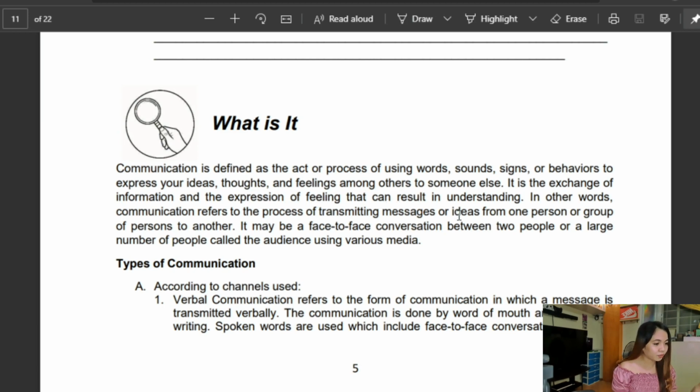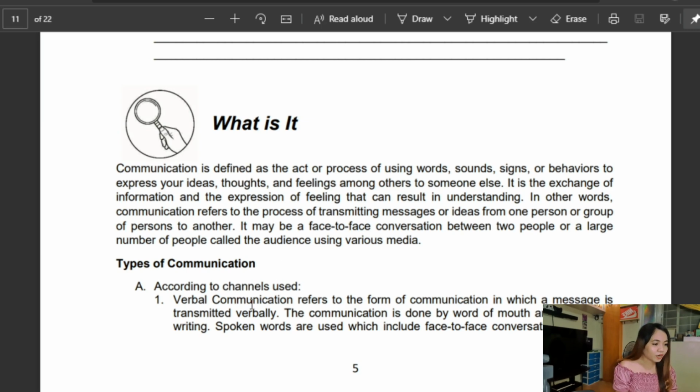In other words, communication refers to the process of transmitting messages or ideas from one person or a group of persons to another. It may be a face-to-face conversation between two people or a large group of people called an audience using various media. So what's important here is that communication is the act of exchanging ideas or words in order to express yourself and to be understood by the person you're communicating with.